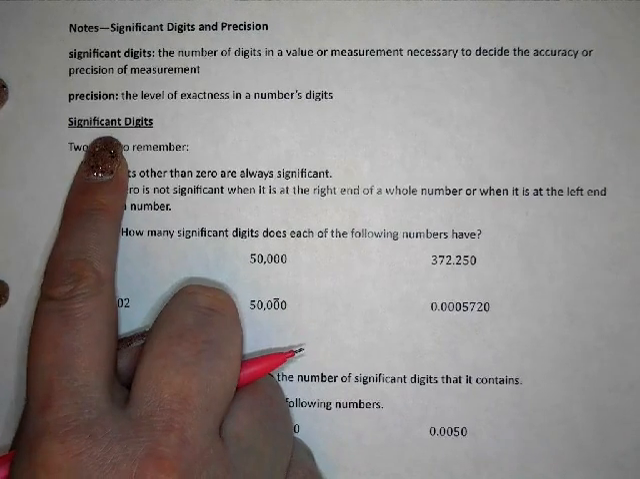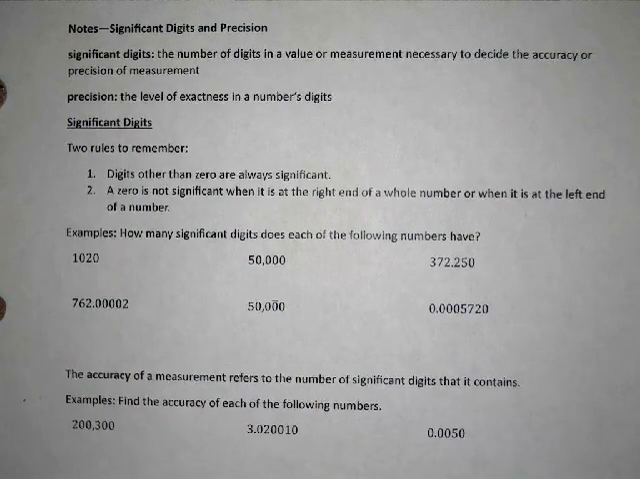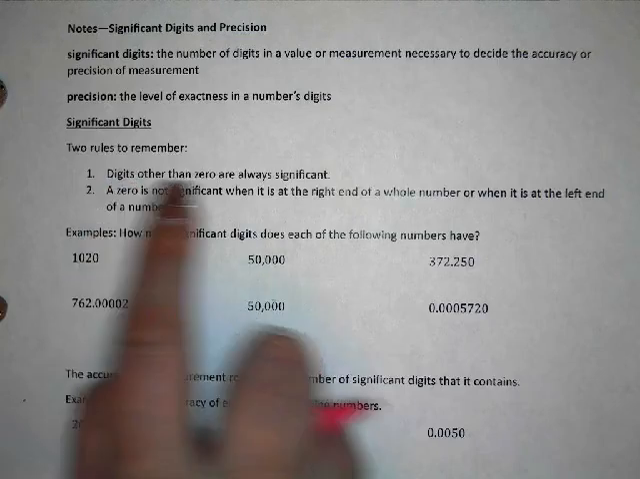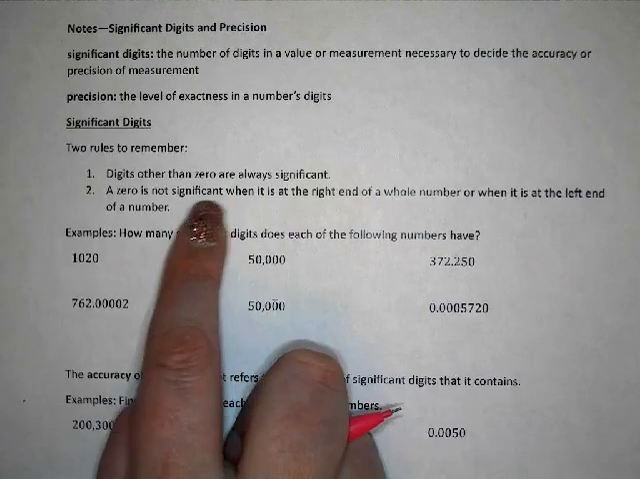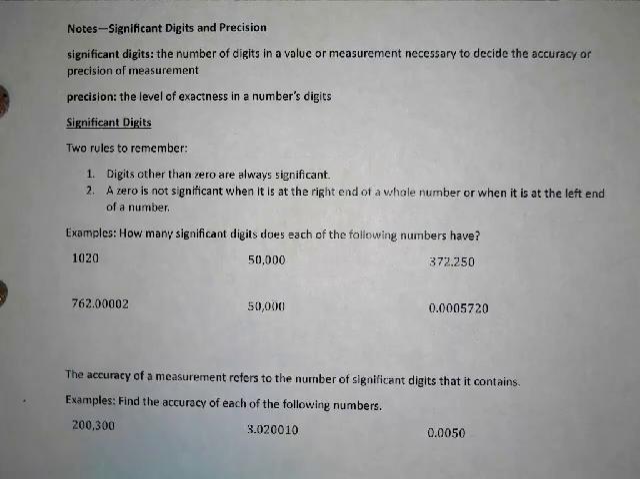All right, so for significant digits, there are two things to remember. First is that digits other than 0 are always significant. So if you have a number 1, a number 5, a number 7, that's always going to be considered a significant number. Second is that 0 is not significant in two situations.